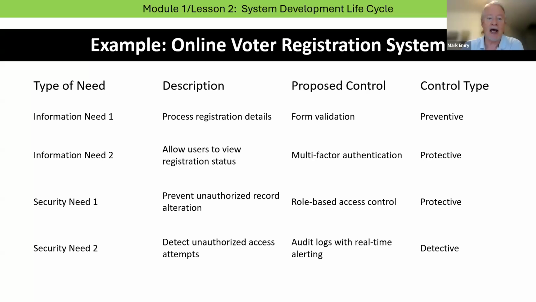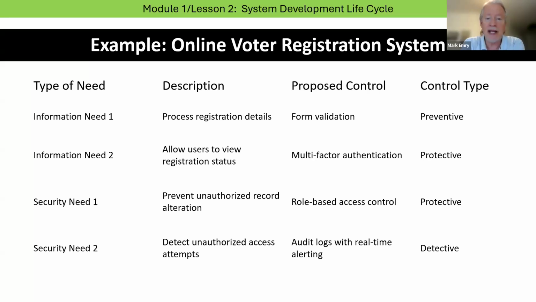The information need number two is to allow registered users to view their registration status. So the control here would be a secure login with multi-factor authentication to verify user identity, also protective. We have a security need to prevent unauthorized users from altering voter records. The control for this would be role-based access control, or RBAC, for election officials only, also a protective control type.